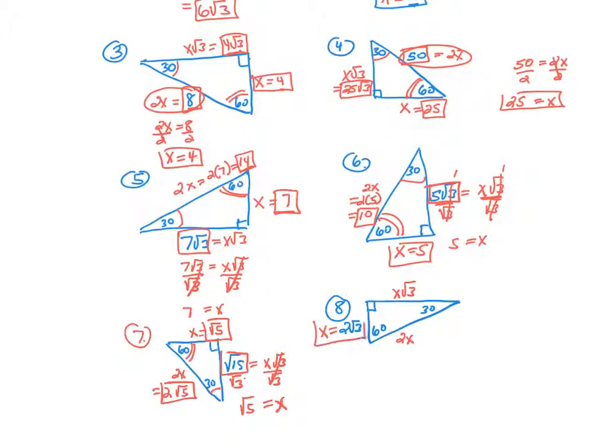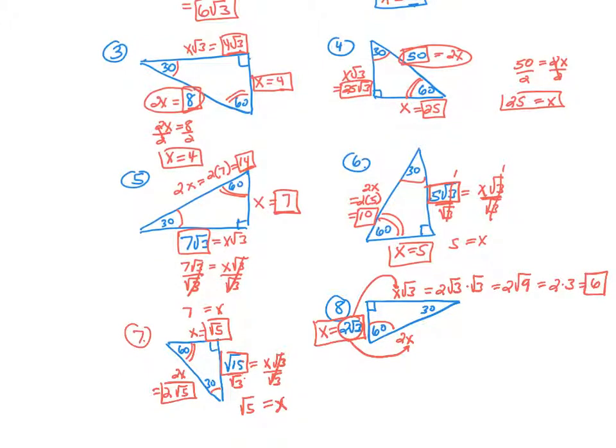Well, believe it or not, we already know what x is. It is 2 square root of 3. So you're going to take that and actually plug it in here for x. And you're going to plug it in here for x. So what it will look like for the side opposite the 60-degree angle would be 2 square root of 3 times the square root of 3, which becomes 2 square root of 9, which would then become 2 times 3, which is 6.